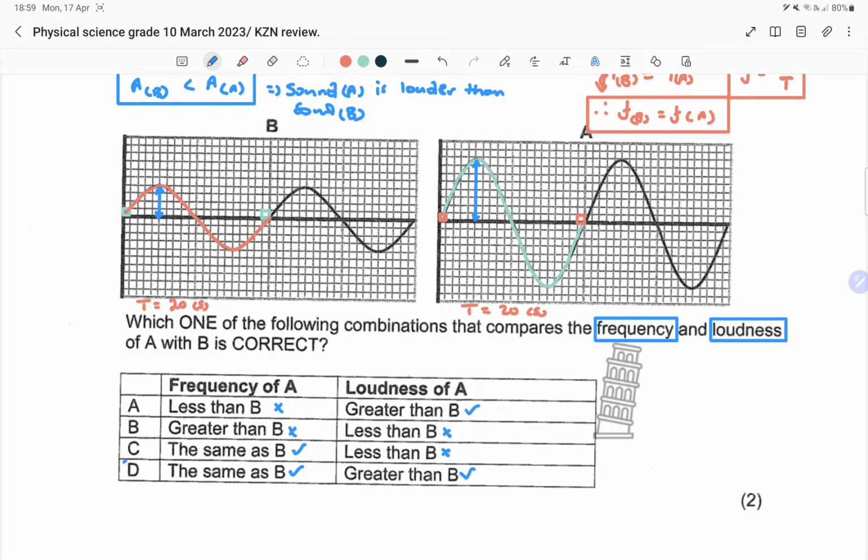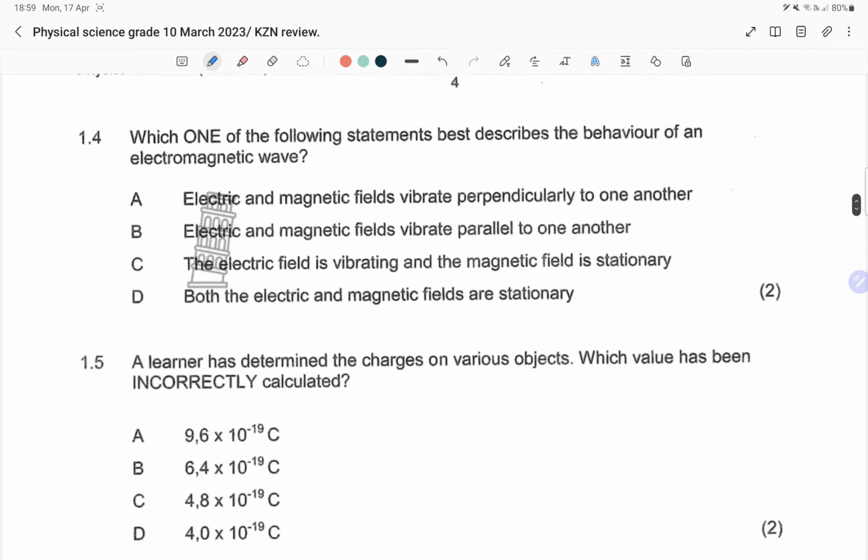So which one ticks all the boxes is D. That's the answer we're looking for. All right, great. Let's move on.